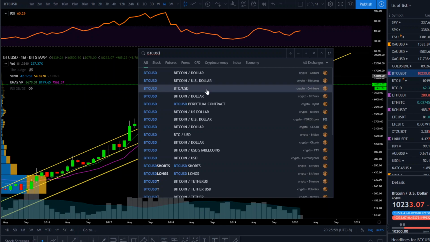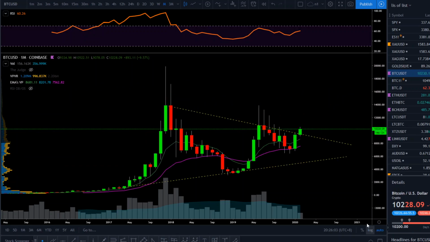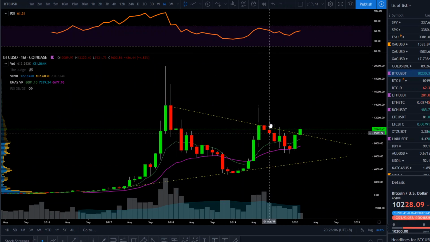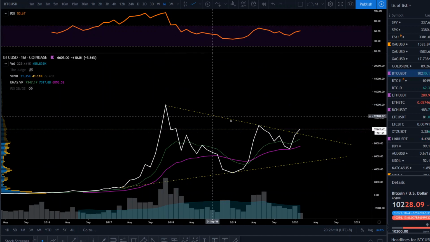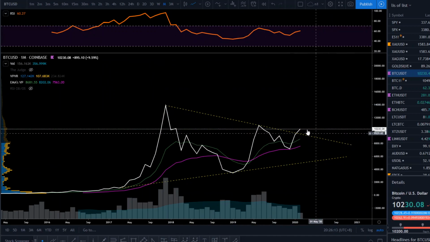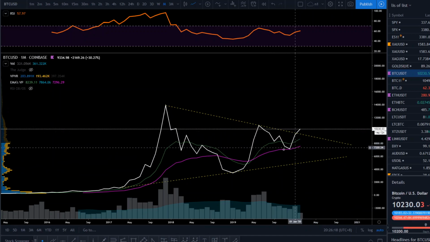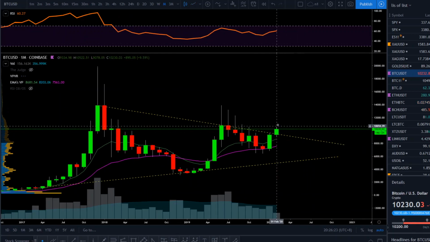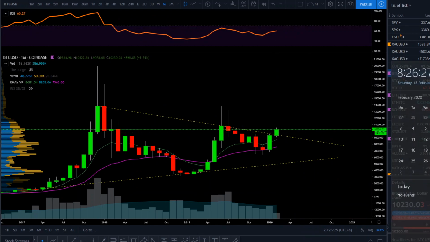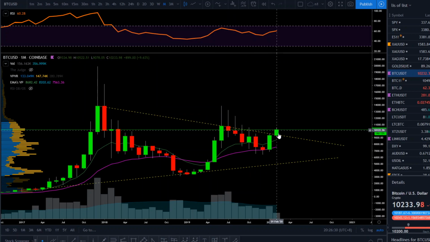Let's go to Coinbase. Here, turn off the log, go to monthly. And very interesting here, we draw this trend line and we are actually breaking above it. We're supported by this 21 EMA, and we are breaking above it. This month is only halfway through though, so we can have one of these wicks here.